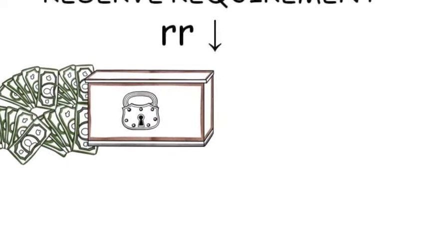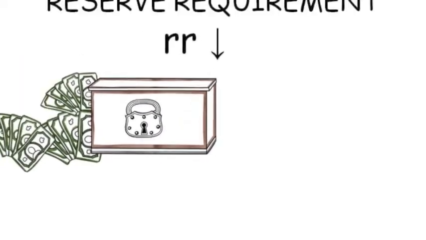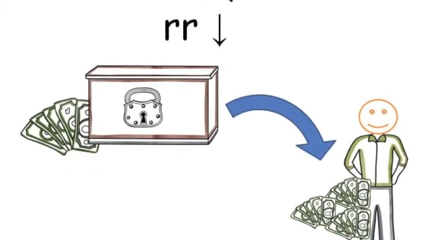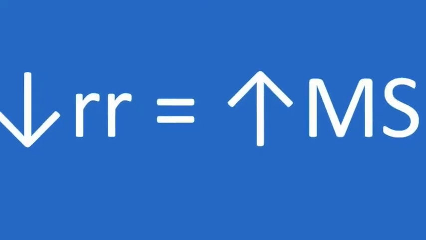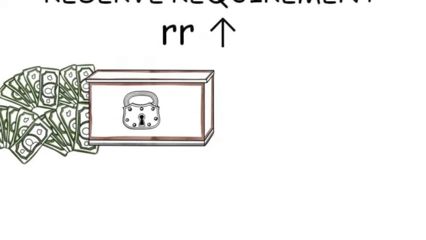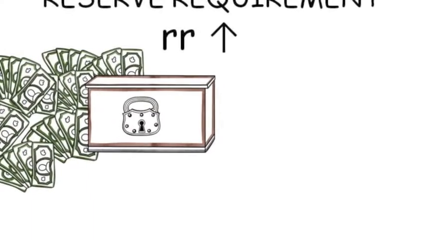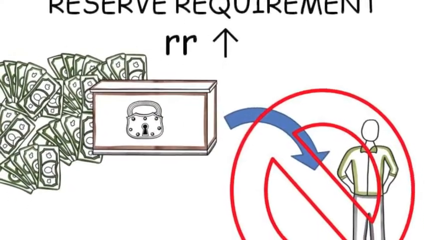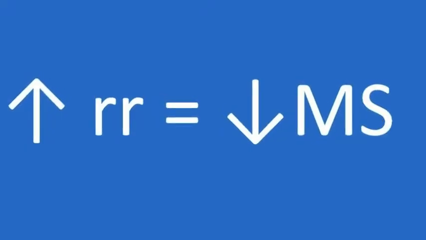The Fed changes reserve requirements by changing the required reserve ratio. If the reserve requirement decreases, banks will have less money in reserves and more money to lend out. Loaning will, as a result, increase the money supply. Alternatively, if the reserve requirement increases, banks will have less money to lend out, so the money supply decreases.